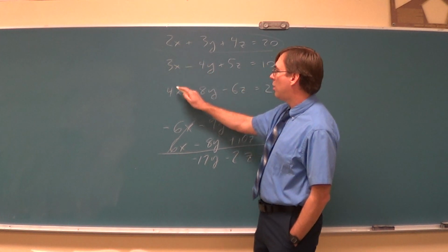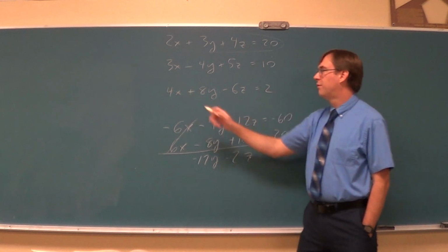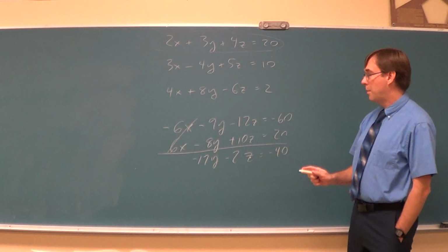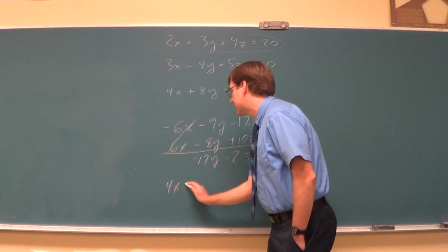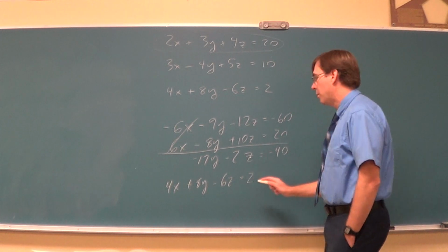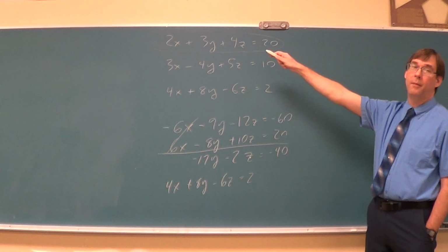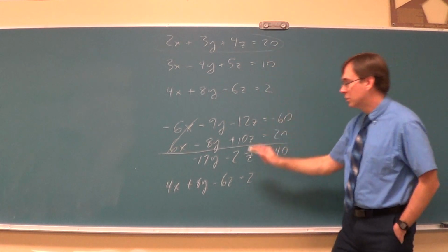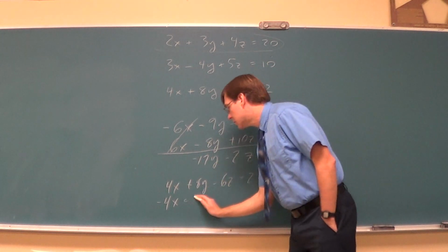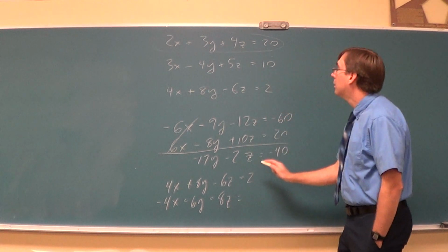So for 2 to bump off 4, that's actually a little easier. For 2 to bump off 4, what is our move? Copy the bottom as it is: 4x plus 8y minus 6z is 2. The bottom doesn't need to change this time because we can make opposites by multiplying the top by -2. So I get -4x minus 6y, minus 8z, minus 40.